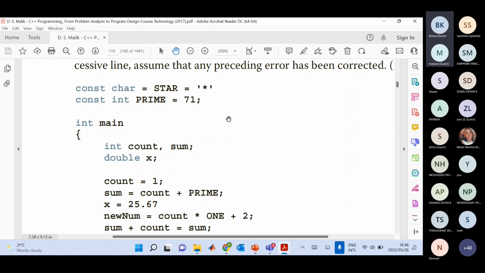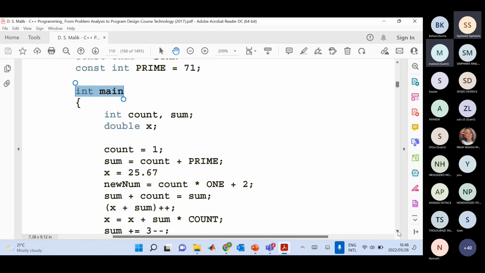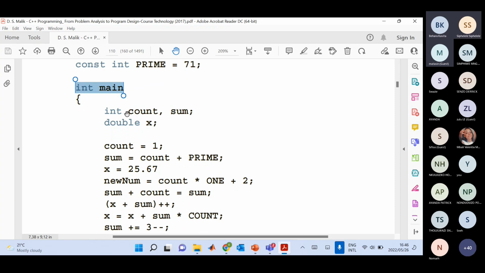Am I right? Yes. Then the next constant is fine. Then you got int main. The empty parentheses are missing. Brackets are missing. There are no brackets. Yes, that's called empty parentheses, right? Okay, these two are fine.